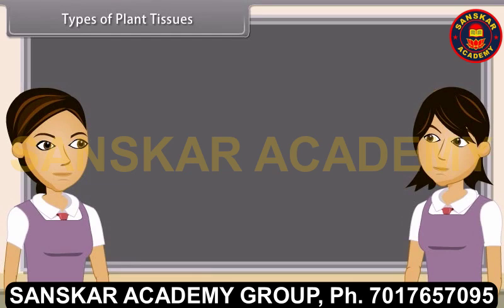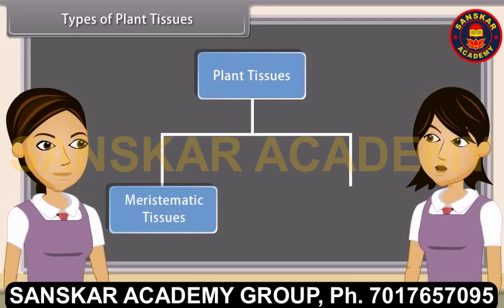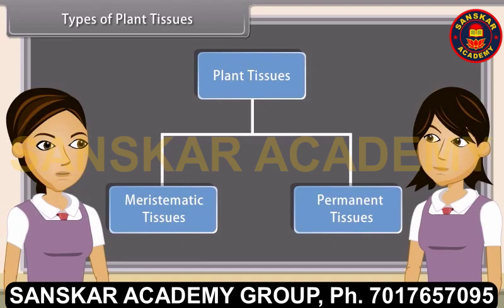Types of plant tissues. Ankita, do you know that on the basis of their dividing capacity, plant tissues are of two types, meristematic and permanent? Those tissues which divide continuously and help in increasing the length and girth of plants are known as meristematic tissues. These are found only in growth regions of plants. While those tissues which are derived from meristematic tissues but have lost the power of division and have attained their definite forms are permanent tissues.